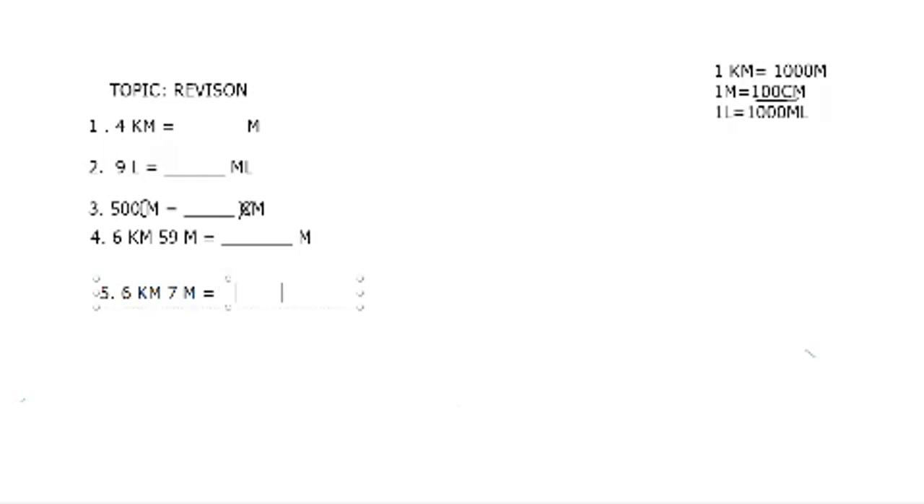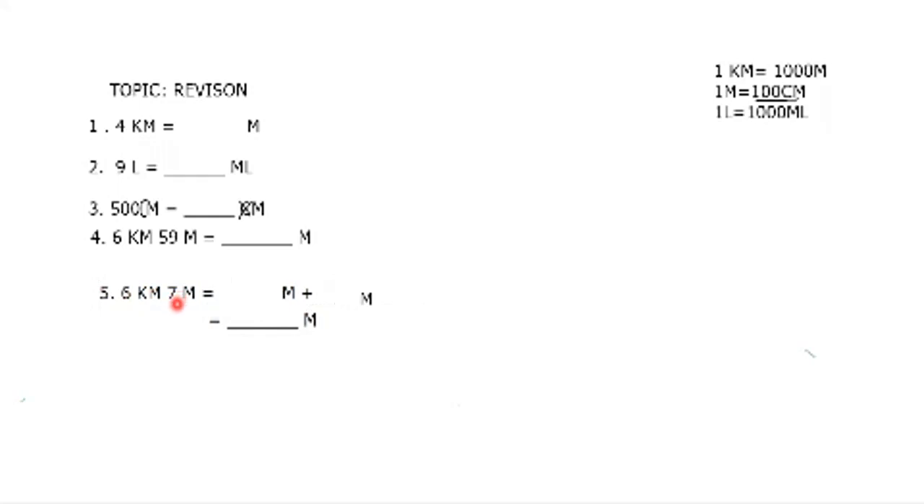The pattern is dash meter, then the teacher gave you a plus sign, then a blank, and then she mentioned meter. It means your teacher wants you to solve this question step by step. Solving step by step means you will write dash meter is equal to dash meter. So first you will convert 6 kilometers. 6 kilometer has 6,000 meter.